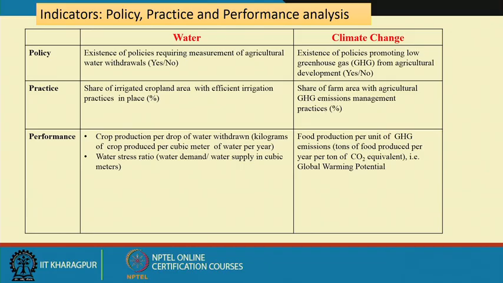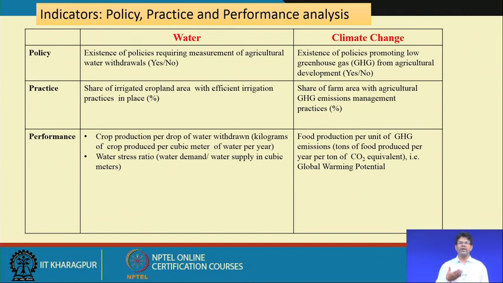So, if you know whether there is a policy and whether greenhouse gas emissions management practices are followed, then farmers will be cautious. Then you should know how much farm area is under greenhouse gas emissions management, and then you can calculate the performance evaluation, that is, food production per unit of greenhouse gas emissions. That means the global warming potential of agricultural production, the amount of greenhouse gas emitted per unit weight of agricultural produce, tons of food per ton of CO2 equivalent, can be calculated.